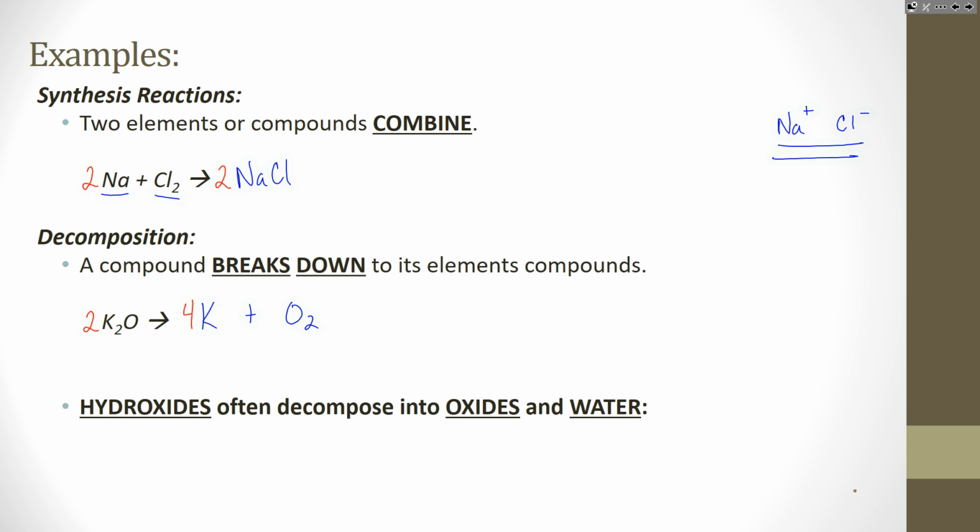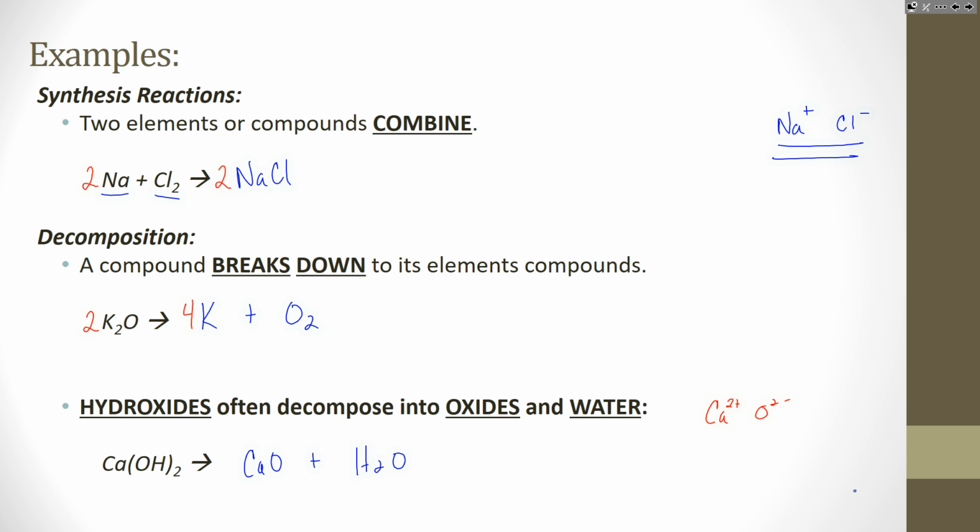Now, sometimes there are certain little rules of thumb. For example, hydroxides like to decompose into oxides and water. So calcium hydroxide will decompose into calcium oxide and water. When I see that, I know Ca is a 2+ and O is a 2-, so this is going to make CaO, and water is H2O.